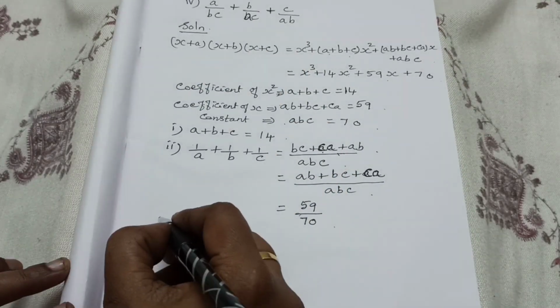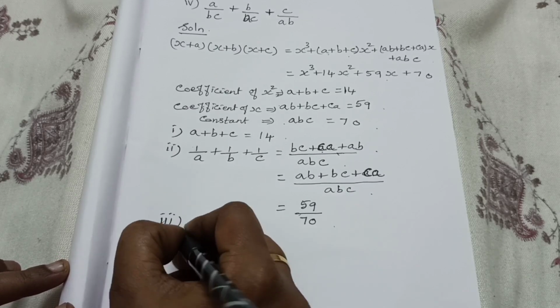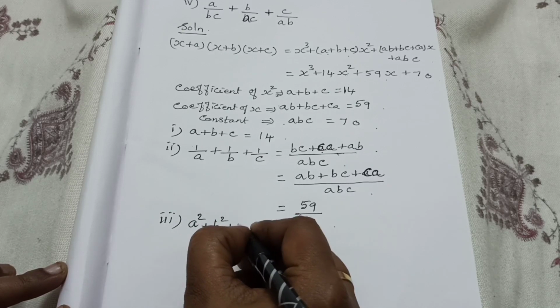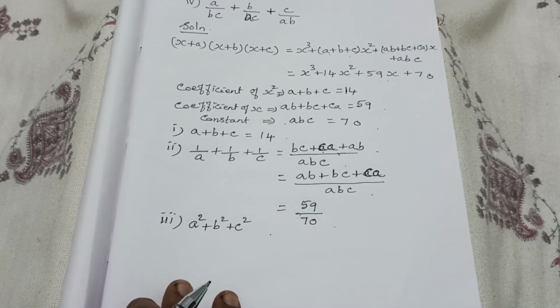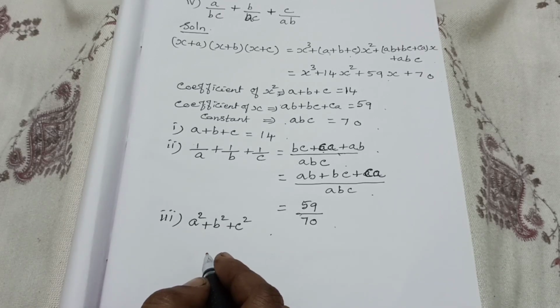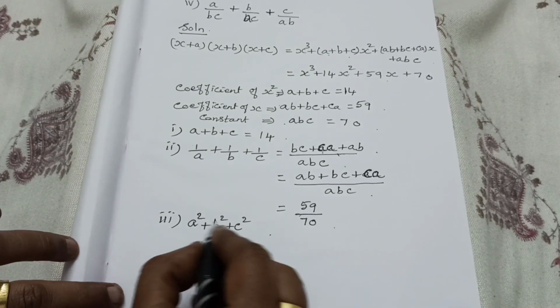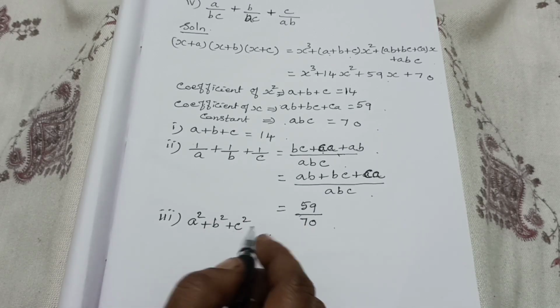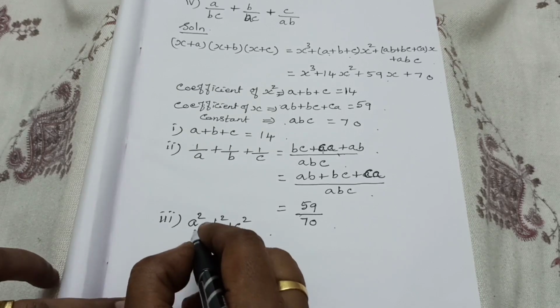Then third one. Third question is a square plus b square plus c square, find. Okay. Here this one directly we cannot find. You know one formula, isn't it? a plus b plus c the whole square, you know the formula. Am I correct? Then with the help of that one, we can find this value. Okay. Shall we do?